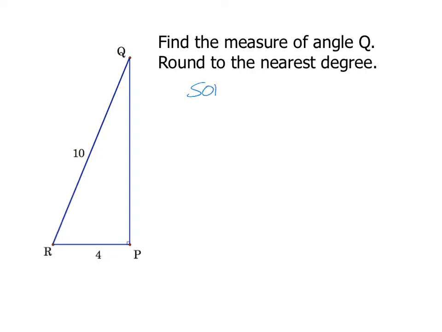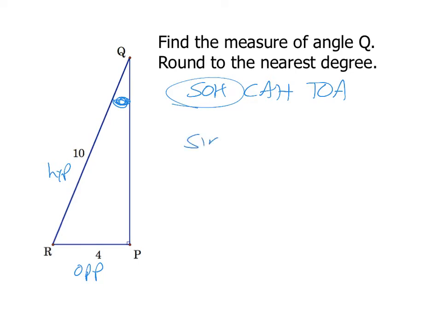All right. We start with our friend SOHCAHTOA. And let's think, if I'm finding angle Q, I'm finding this angle up here. The 4 is my opposite. 10 is my hypotenuse. So that's what I'm using. I'm using SOH. Sine is opposite and hypotenuse. So the sine of angle Q equals 4/10.